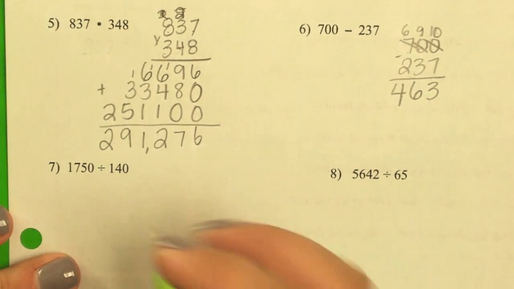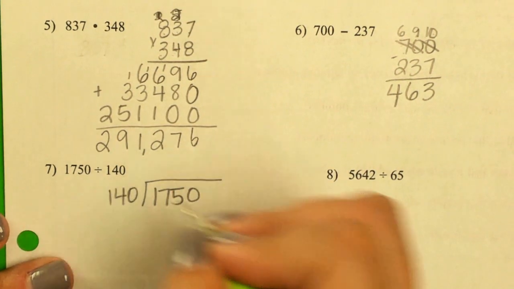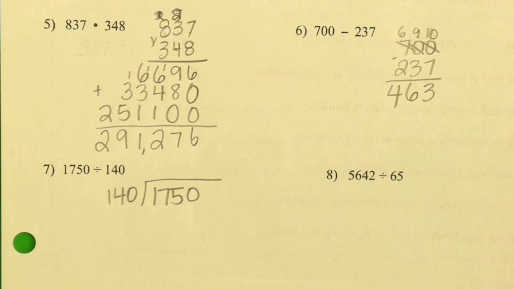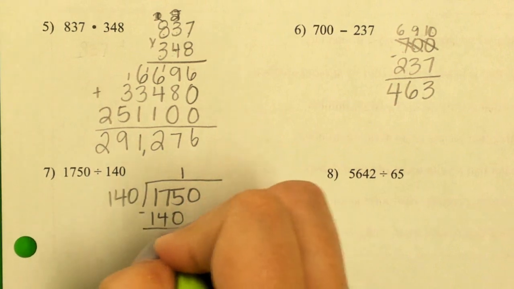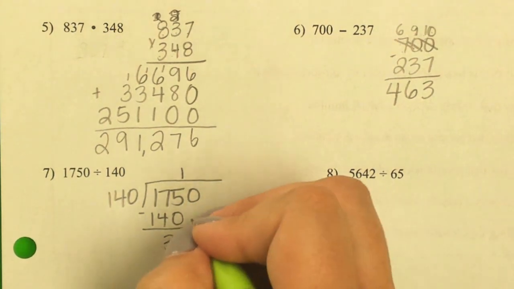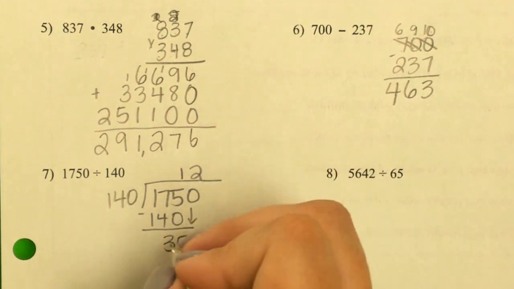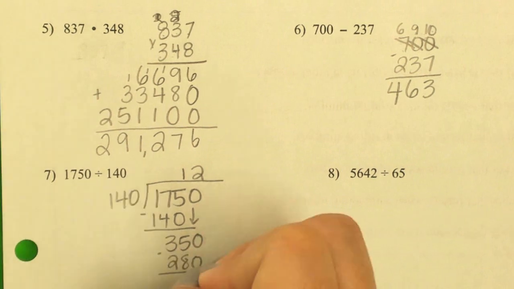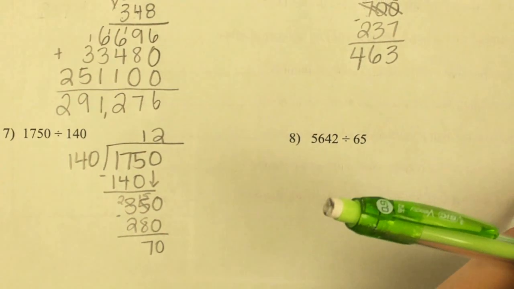Okay, number 7. We have 1,750 divided by 140. What number do I have to look at first to be able to divide? Yes, 175, and that will go 1 time. So that's 140. We subtract. Is 35 less than 140? Bring down my 0. How many times will it go into 350? 2, and that gives me 280. And when I subtract here, I end up with 70. Whoops, let me slide up. All right, what do I do with my remainder?